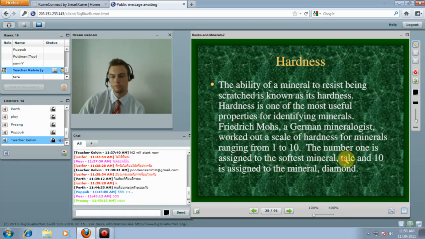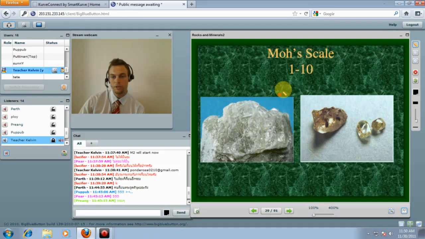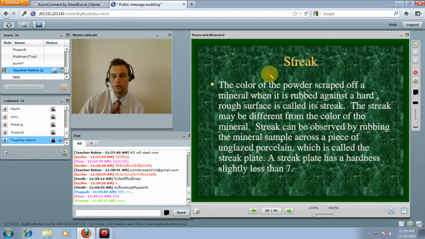So here, talc is really soft. Just squeeze it hard with your hand and it turns to powder. Diamonds, on the other hand, are almost impossible to cut with normal things. So yeah, the Mohs scale, Frederick, the German dude.